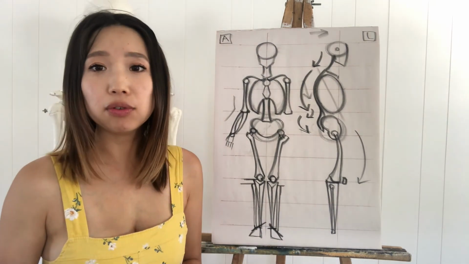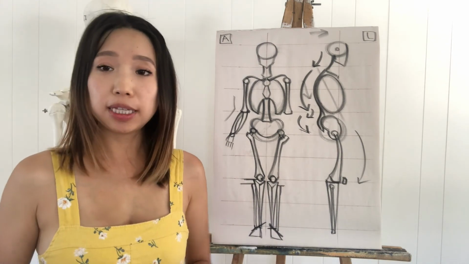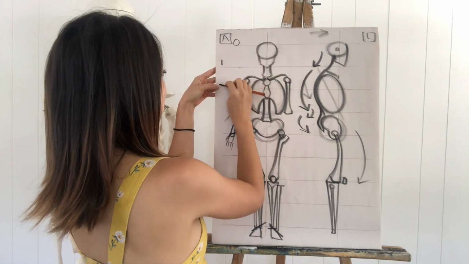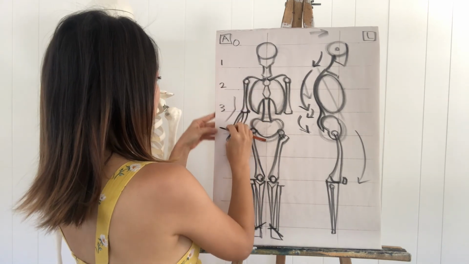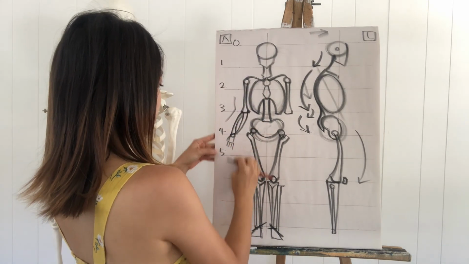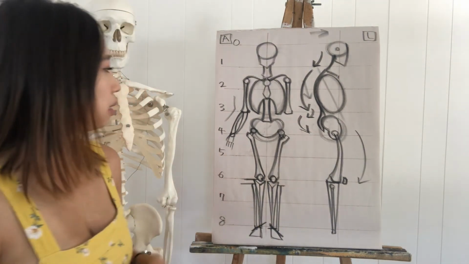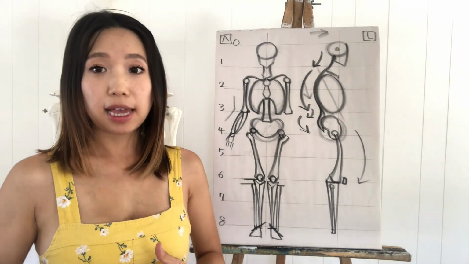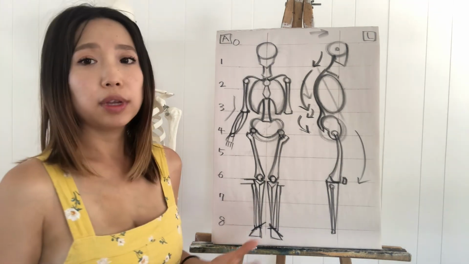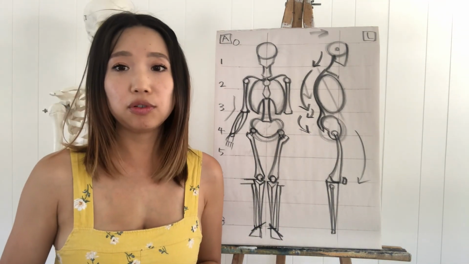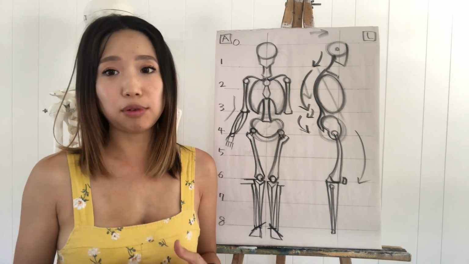Okay, so I just showed you the basic human proportion. This is the 0. We have 1, 2, 3, 4, 5, 6, 7, and 8. So we are following the basic 8 head human proportion right now. This is the skeleton system, and for the next video, I'm gonna show you a little more details of each bone of the human body.